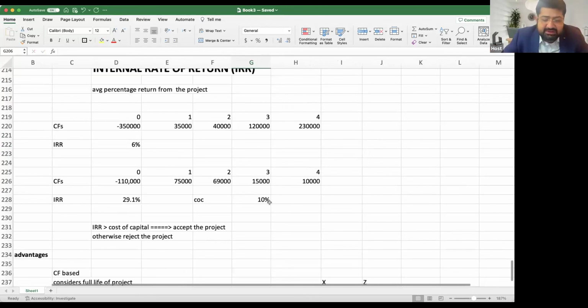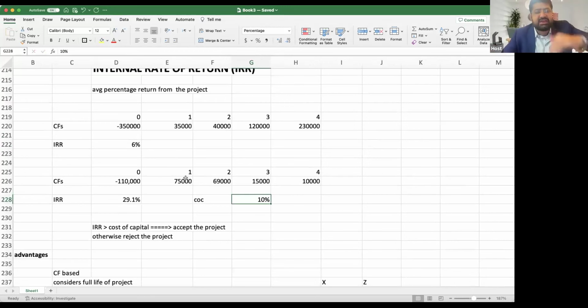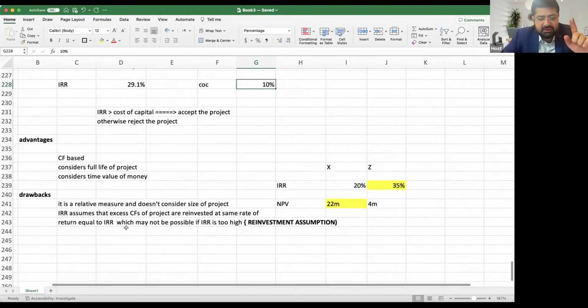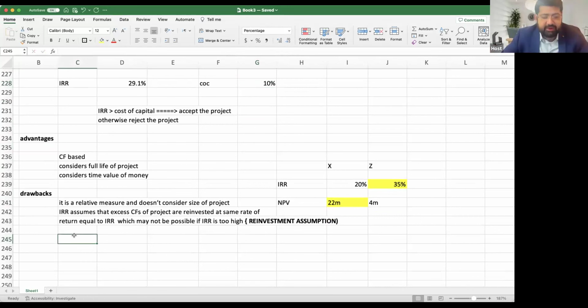The cost of capital is 10%. Okay, you just reinvest it at 10%. Excess cash flow. NPV assumes that. Third point.